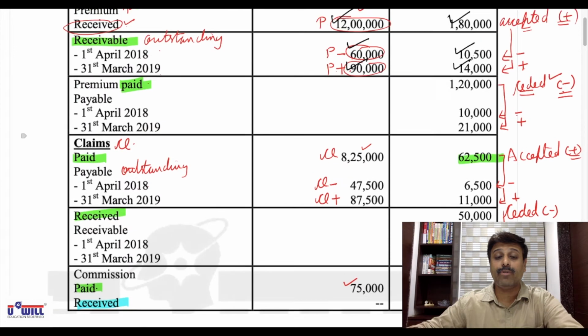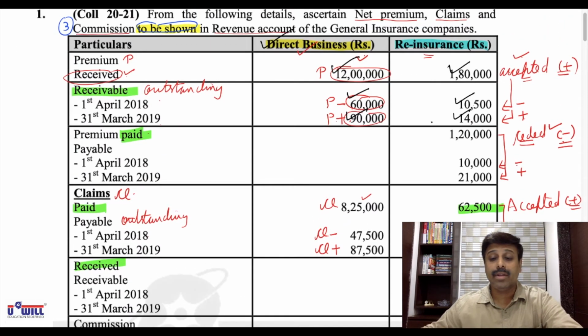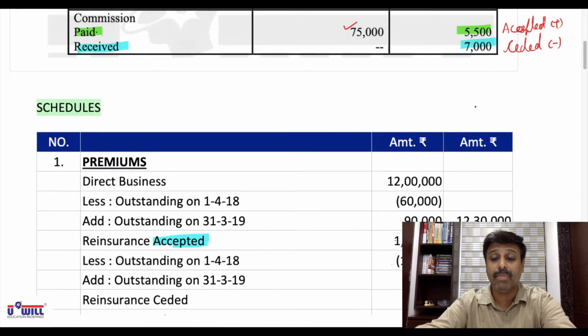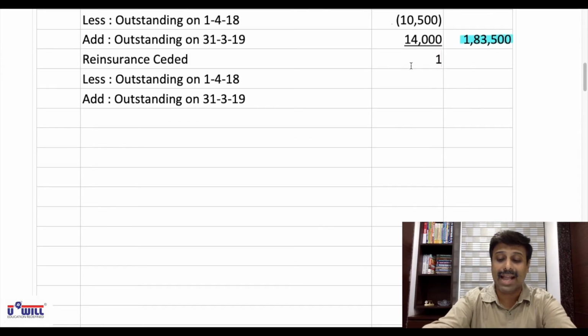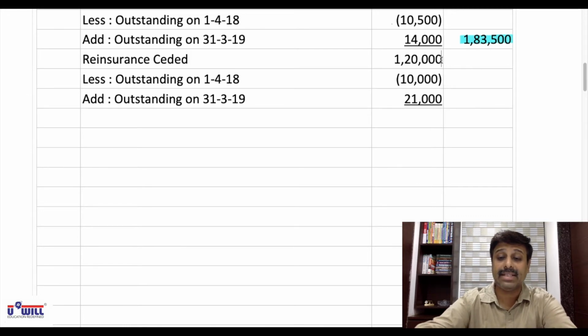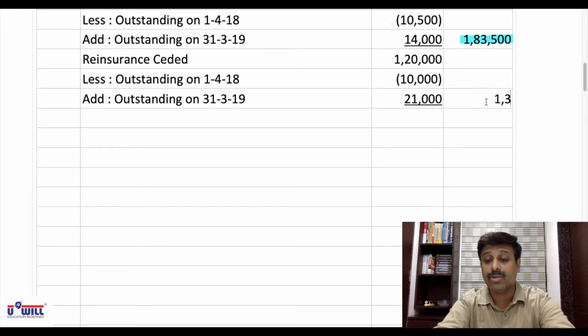Now what is the amount first of all of reinsurance premium paid? 1,20,000. In that 10,000 we have to minus, 21,000 we have to plus. So all of it around 1,20,000 minus 10,000 opening outstanding and plus 21,000 closing outstanding. So 1,20,000 minus 10,000 plus 21,000, that is 1,31,000.